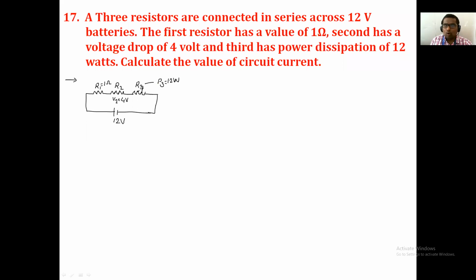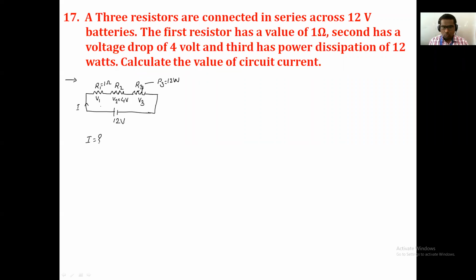Calculate the value of circuit current. So we have to find out the circuit current I. Means this one value we have to find out. Let me assume that voltage drop across R1 is V1. Voltage drop across R2 is already given. And the voltage drop across R3, let me assume that it's V3. Get it, my point?